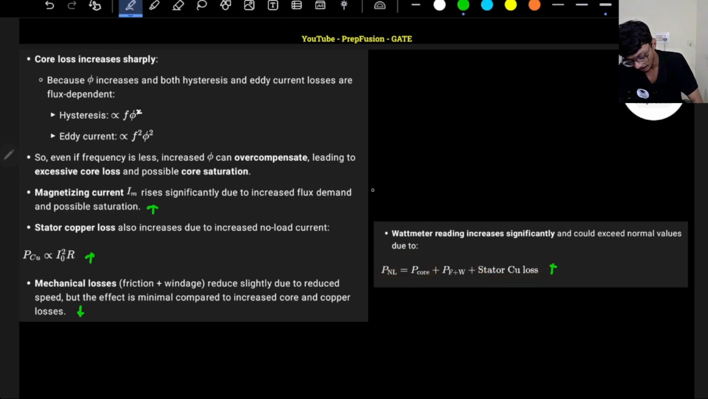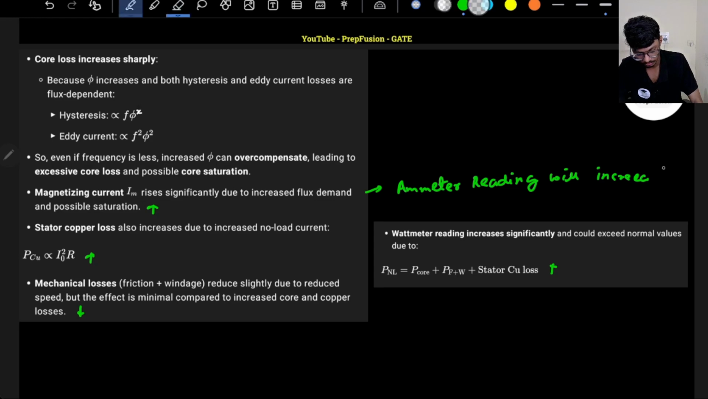One more thing, the ammeter reading will increase. And if the ammeter reading increases, the magnetizing component of the current will increase.